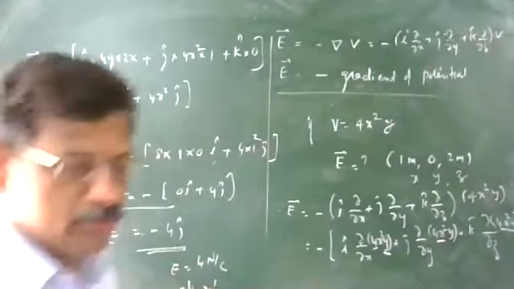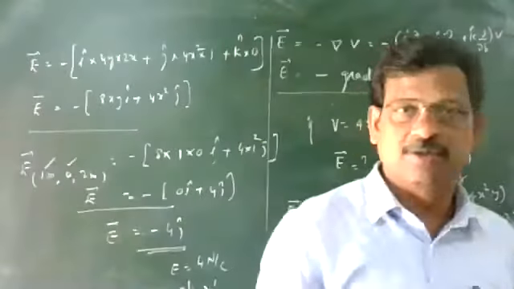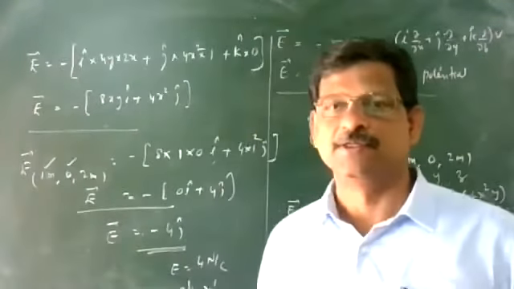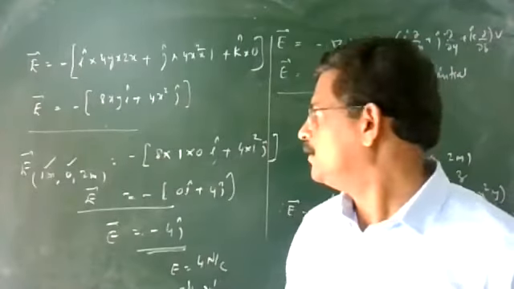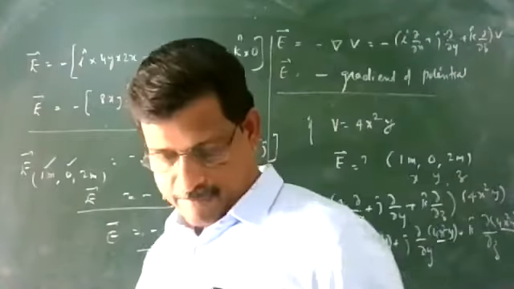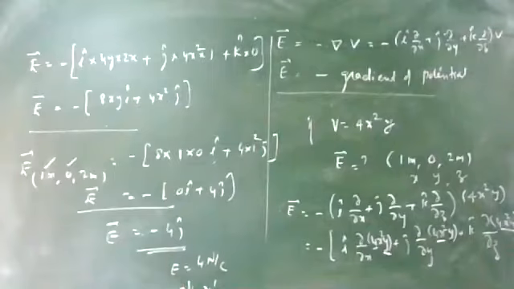So this is the way you perform partial differentiation, that is, for gradients, the gradient of potential. I think this point is clear to all of you. Those who have not completed, just please do that.